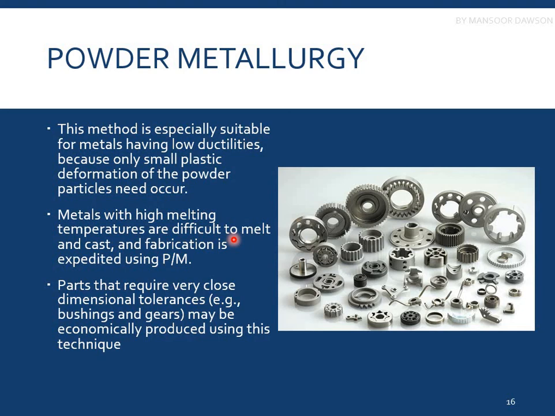Another case is parts that require very close dimensional tolerances, for example bushings and gears. These may be economically produced by the powder metallurgy technique. If we use conventional techniques to produce parts with high dimensional tolerance, sometimes in casting and melting we don't get that particular dimensional stability because of the thermal expansion and contraction of metals at higher temperatures.